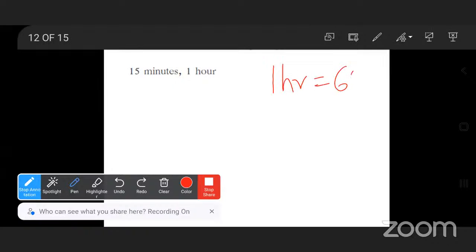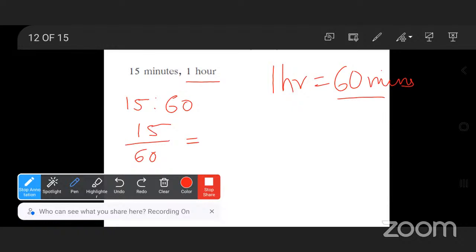60 minutes. It is equal to, very good, both of you. That is 1 hour is equal to 60 minutes. So first we are going to convert this hour into minutes. Okay. So that is easy now. 15 is to, instead of 1 hour, you are going to write 60 minutes. Okay. So now write this in the form of fraction.